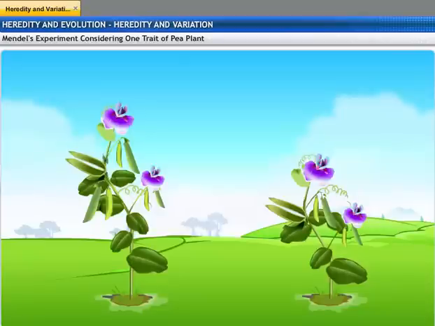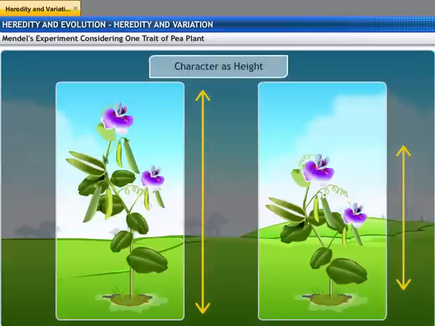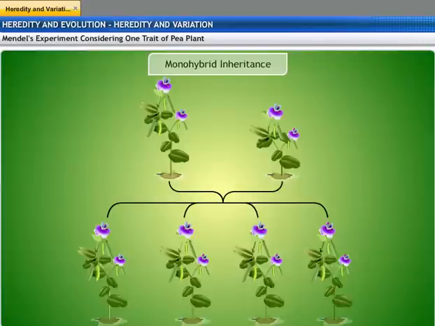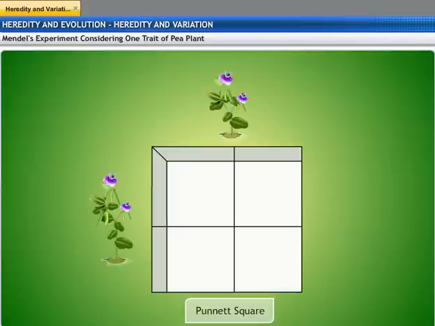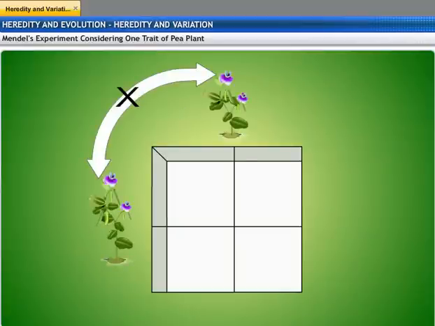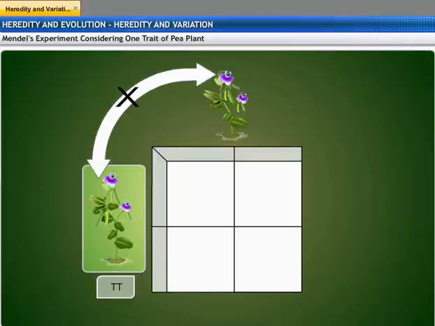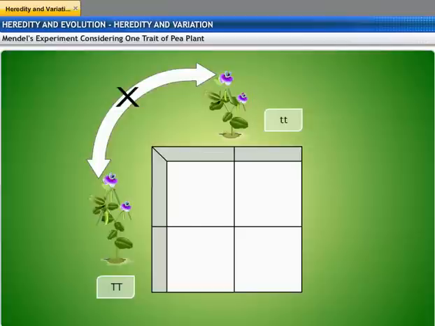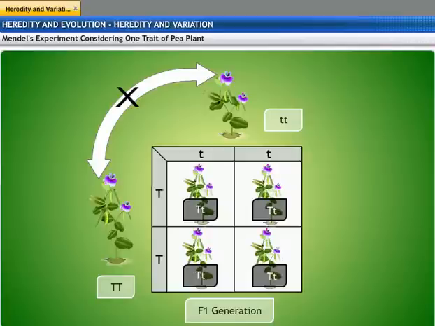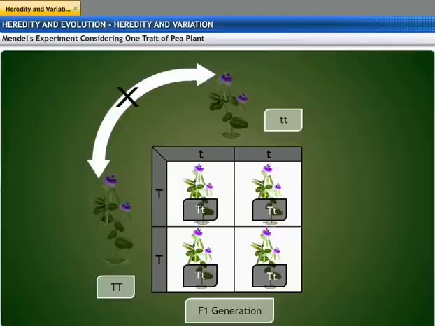Well, let me explain this through Mendel's experiment, in which inheritance of only one character, for instance the height of the pea plant, is considered. Such inheritance pattern is referred to as monohybrid inheritance. The Punnett Square shows a cross between parental tall TT and dwarf tt plants. The gametes produced by them are T and t, and the F1 generation has all Tt progeny. In first generation or F1 progeny, all of the plants were tall.